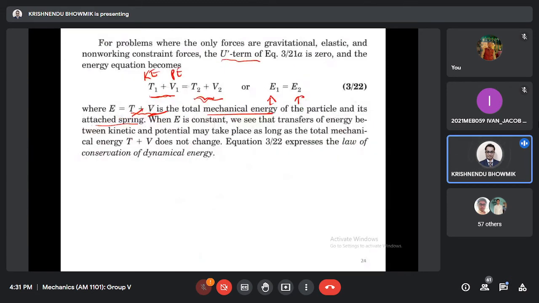Now when E is constant, we can see that transfer of energy between kinetic energy and potential energy can take place as long as the total mechanical energy, T plus V, kinetic energy plus potential energy, does not change. This is the law of conservation of dynamical energy. This is energy conservation.